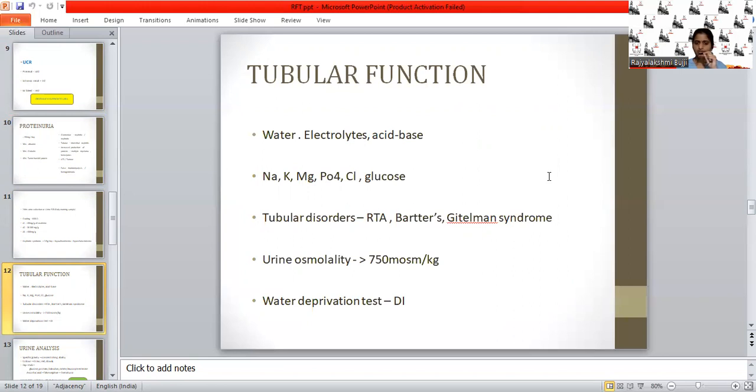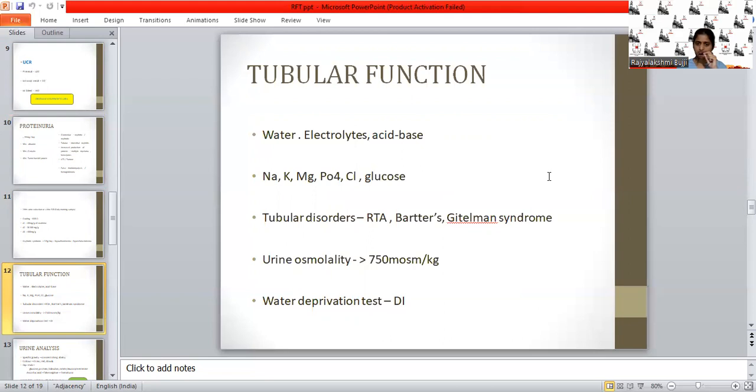By calculating the urinary anion gap, we can diagnose renal tubular acidosis. By calculating the transtubular potassium gradient, or the potassium excretion in the urine, we can diagnose Gitelman and Bartter syndrome and can start treatment accordingly. The normal urine osmolality should be more than 750.